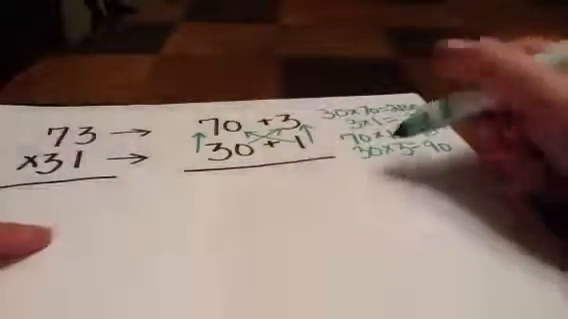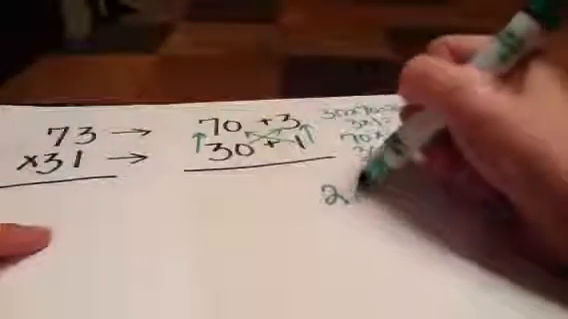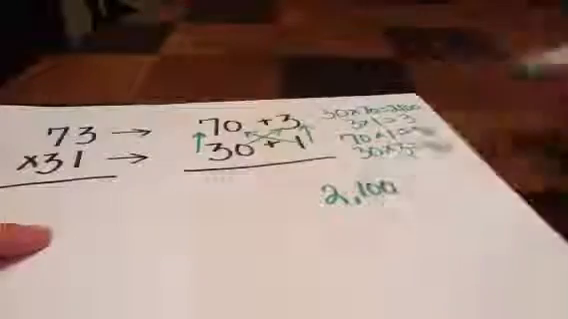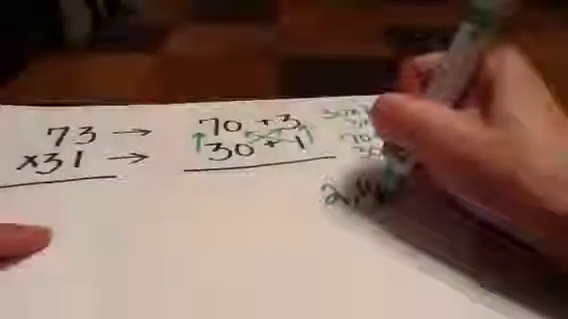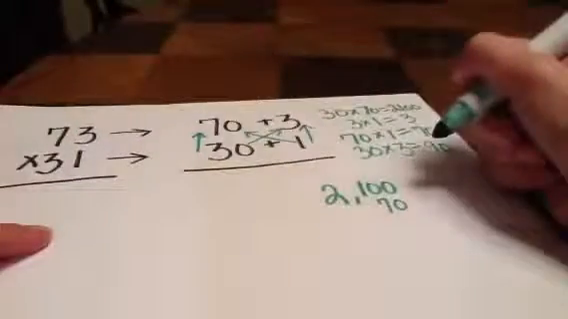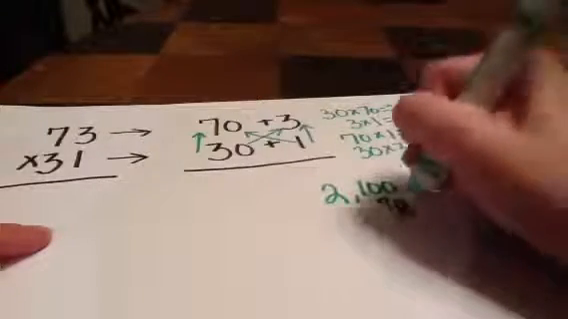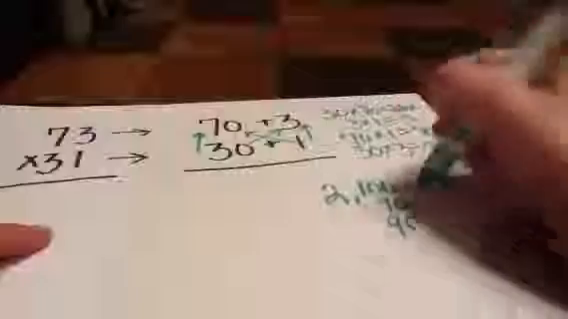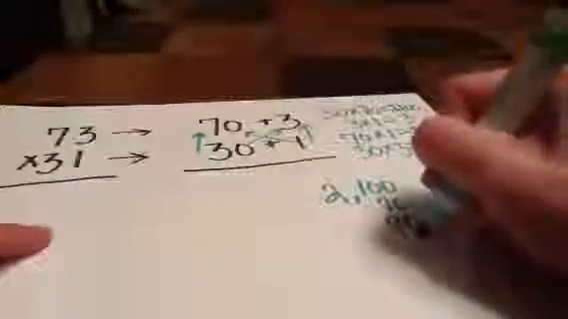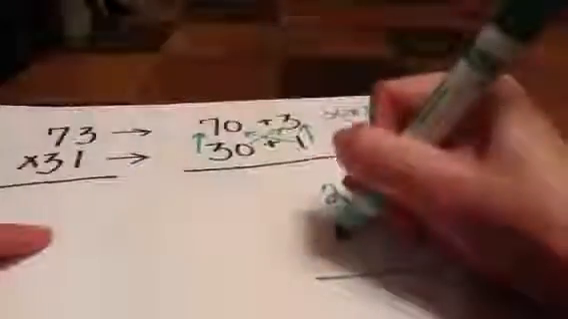Now I want to align these to make them easier for me to add. So 2,100, 70, making sure to keep everything nice and aligned, 90, and 3. Add them up.